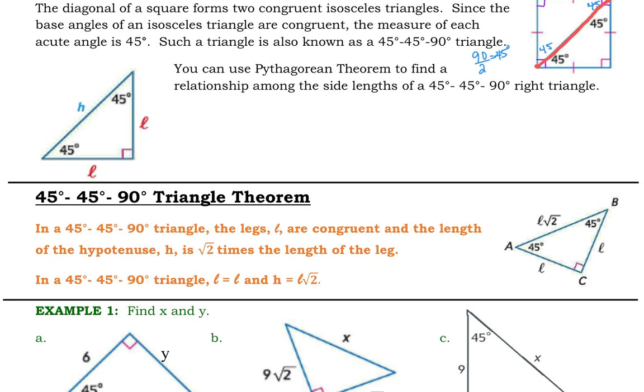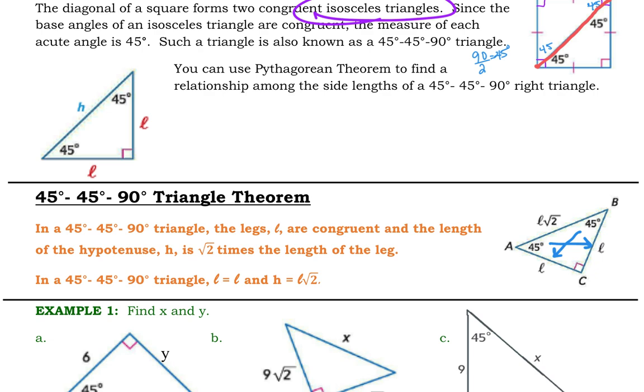Okay, so the 45, 45, 90 triangle does have a special relationship. The legs, the sides across from your 45s, are always the same. Because this is actually what type of triangle? Is this isosceles, scalene, or equilateral? It would be an isosceles, right? Because two sides are the same. So this is your isosceles right triangle. So those two sides are going to be the same.